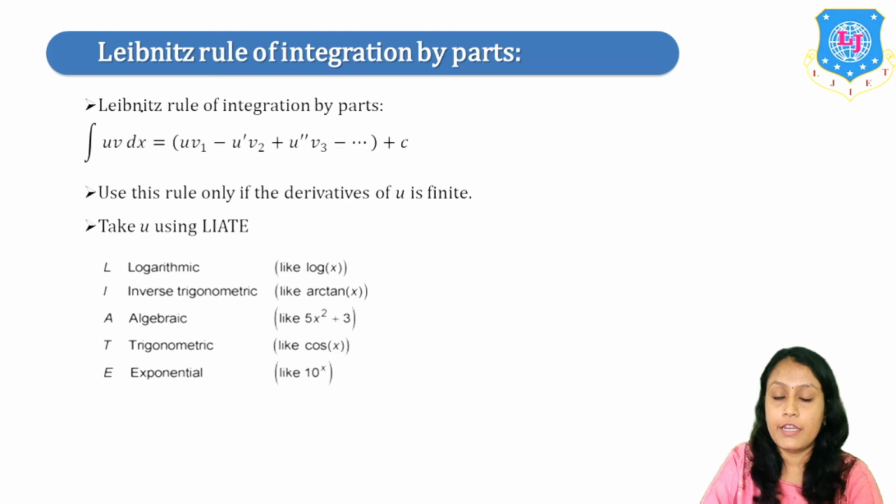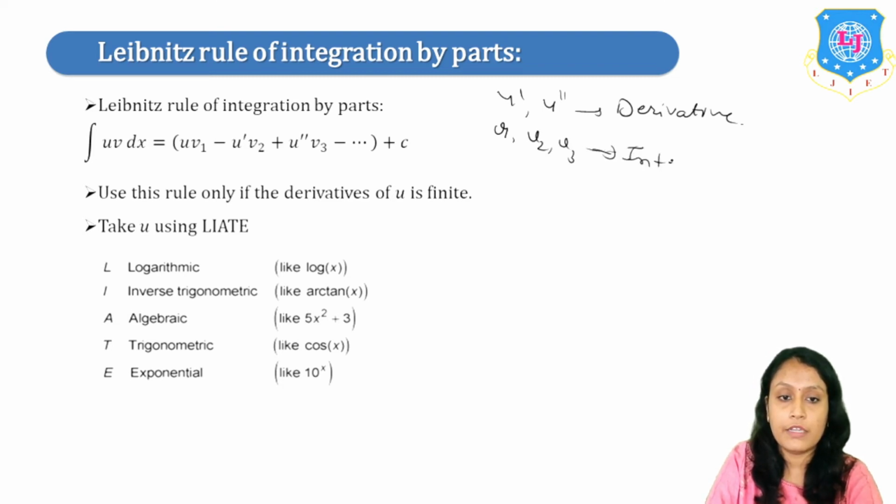Leibniz rule of integration by parts. This rule states that integration u into v dx is u v1 minus u dash v2 plus u double dash v3 and so on. Here u dash, u double dash denote derivatives, and v1, v2, v3 and so on denote successive integrals. So this is for integration.